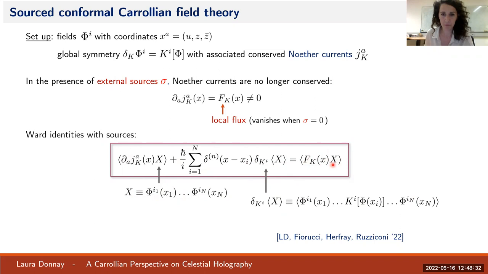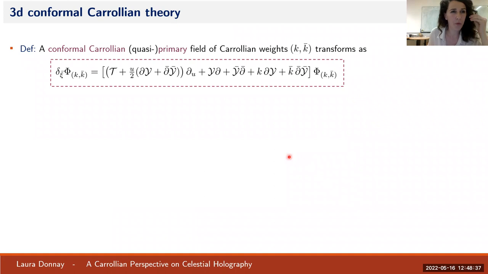And so I would like to define what I will now call conformal Carrollian quasi-primary fields of some weights, which transform like so. This is the transformation law, which is very familiar for those who know how BMS transformations act on fields. You remember these are the supertranslations here, you have superrotations, and this K will denote the weights of the Carrollian field phi.